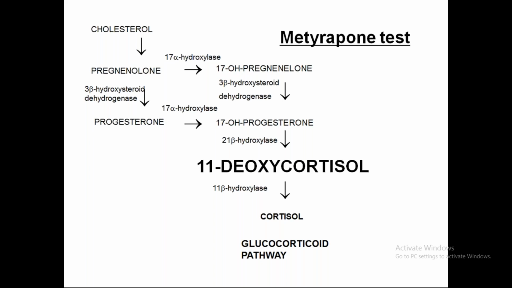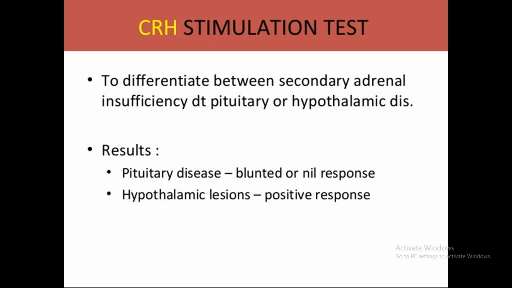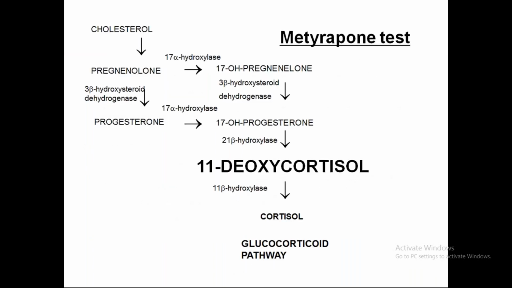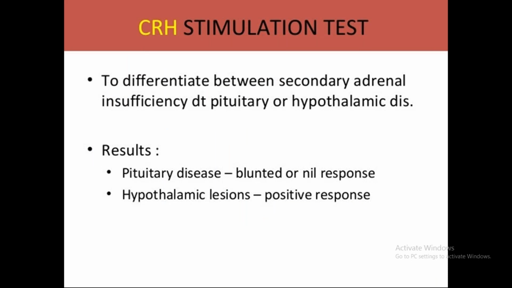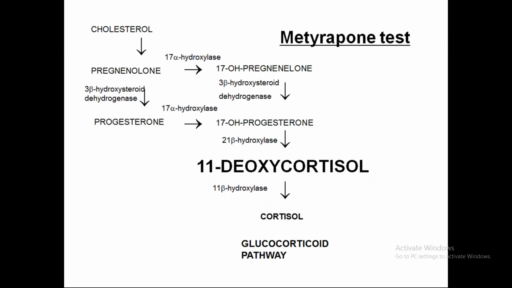So instead of cortisol, cholesterol is diverted for the synthesis of progesterone. This test is used to delineate the cause of Cushing syndrome. Metyrapone is a potent inhibitor of the 11-alpha hydroxylase enzyme. Therefore, oral administration of metyrapone blocks cortisol synthesis, and this removes the negative feedback effect on the pituitary.